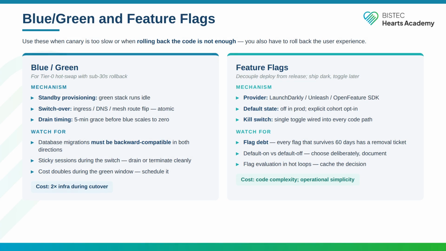Use these two models when Canary is too slow or when rolling back the code is not enough. You also have to roll back the user experience. Blue-green for Tier 0 hot swap with sub-30-second rollback. Mechanism: green stack runs idle, ingress or DNS or service mesh route flips atomically, and blue is drained with a 5-minute grace before scaling to 0.